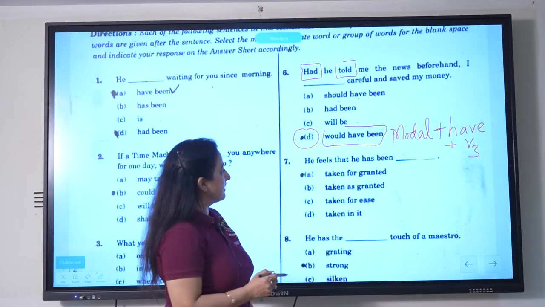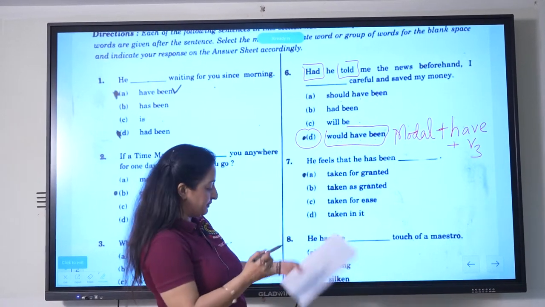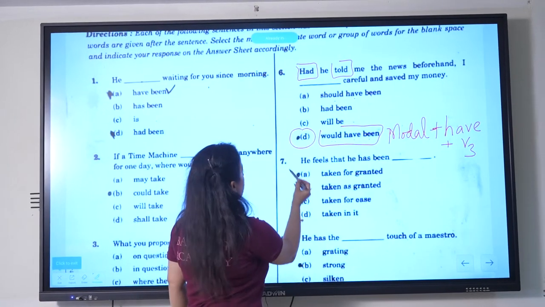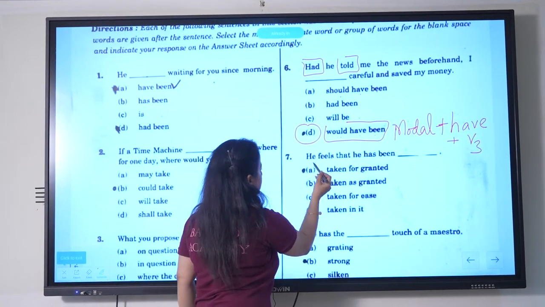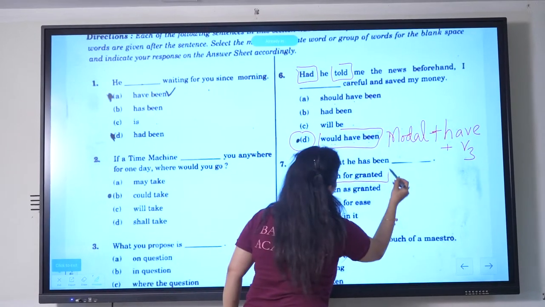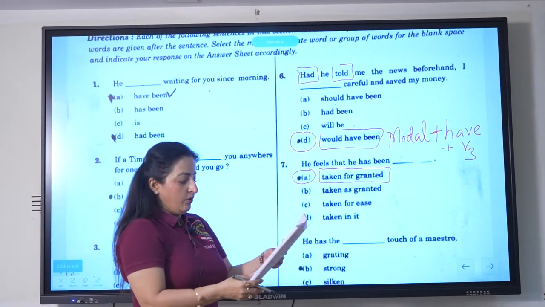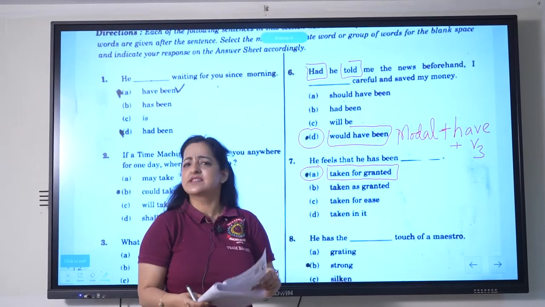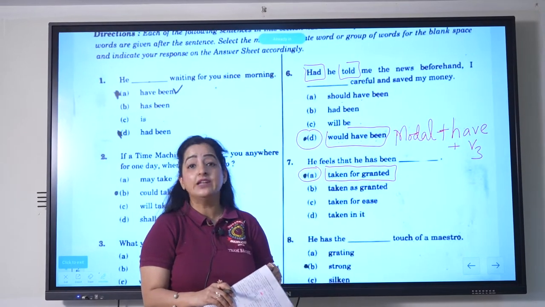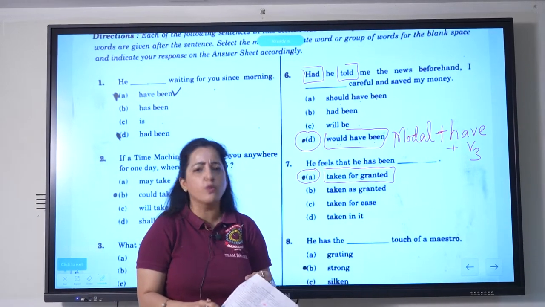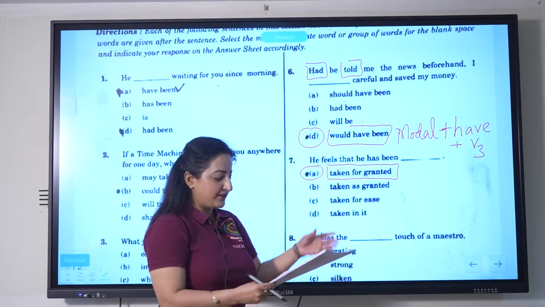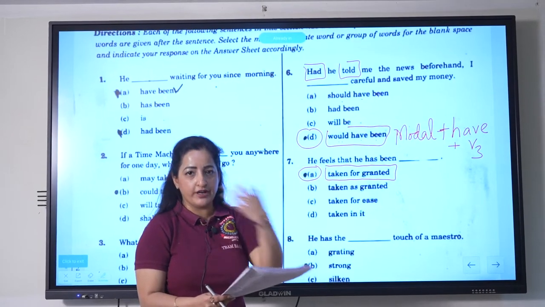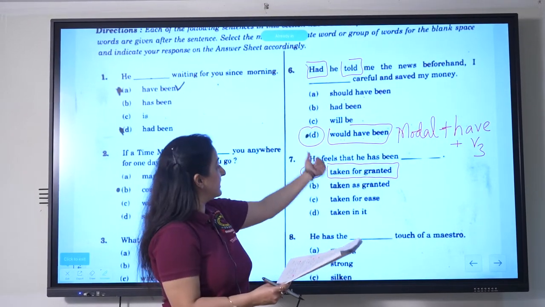Moving on, question number 7. He feels that he has been taken for granted. Here the answer is alpha, taken for granted. What is the meaning of taken for granted? Taken for granted means you take someone too lightly. You don't value someone. You feel the person is always available for you. So that is the meaning. Somebody fails to appreciate you for your efforts. And therefore, that is the answer.